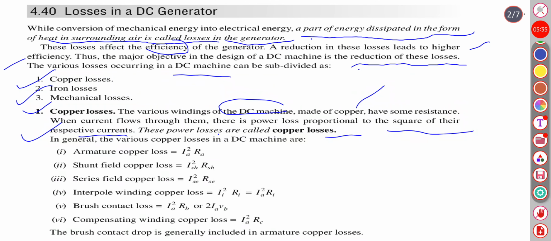In general, various copper losses in DC machines are: armature copper loss I square Ra, shunt field copper loss I_sh square R_sh, series field copper loss I_se square R_se, interpole winding copper loss I square R_i, brush contact loss, that is 2 I_a V_b, and compensating winding copper loss I square R_c. The brush contact drop is generally included in armature copper loss.